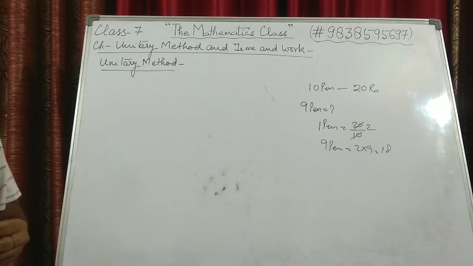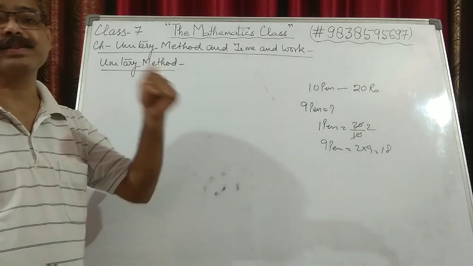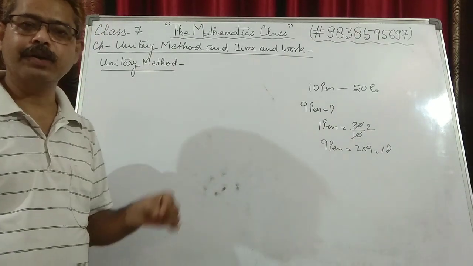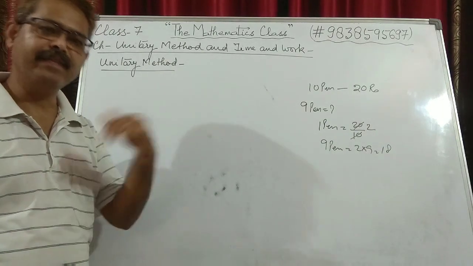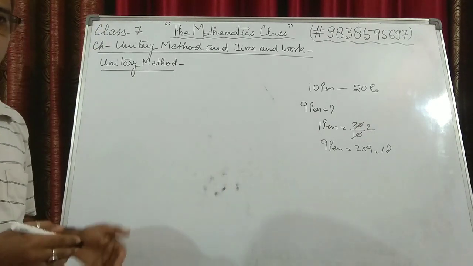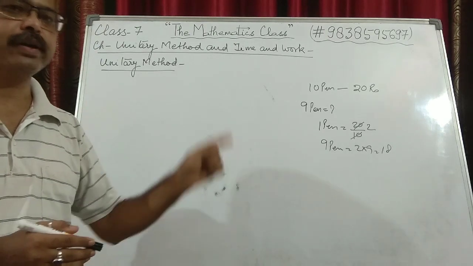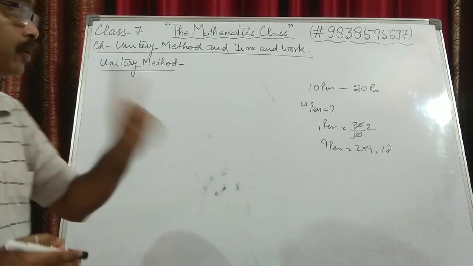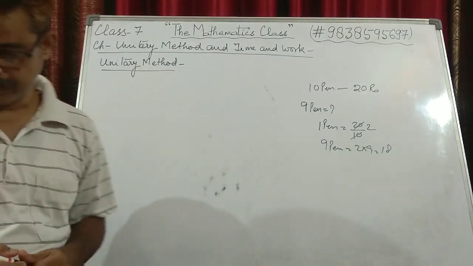It is a method in which the value of one quantity is calculated first, and then we calculate the value of whatever is required. It means first we need to know the value of one quantity or unit quantity. That is why it is known as unitary method.